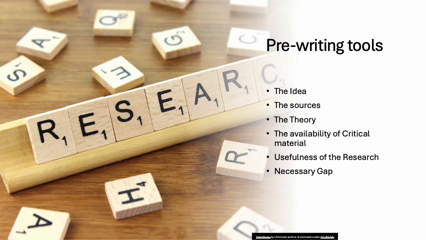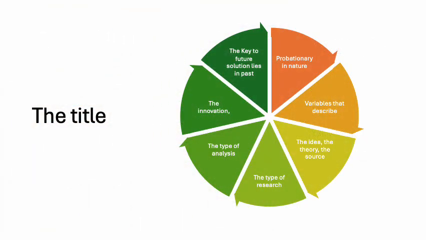The usefulness of the research should also be seen, because if the research is not useful for society in political, academic, or social terms, there is no use of conducting that kind of research. And lastly, one should know whether there is a gap available to conduct the research, because researches have already been conducted most of the time on multiple topics, so one needs to see whether the gap is available. Once these things are clear, one can go for setting up the title of the research.